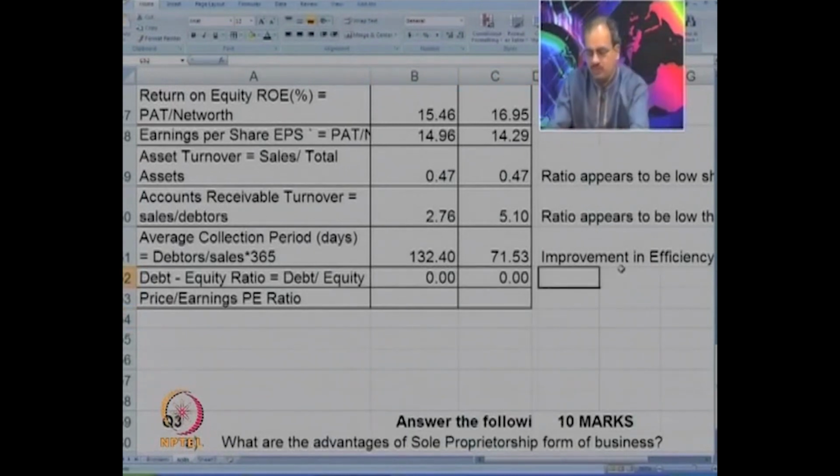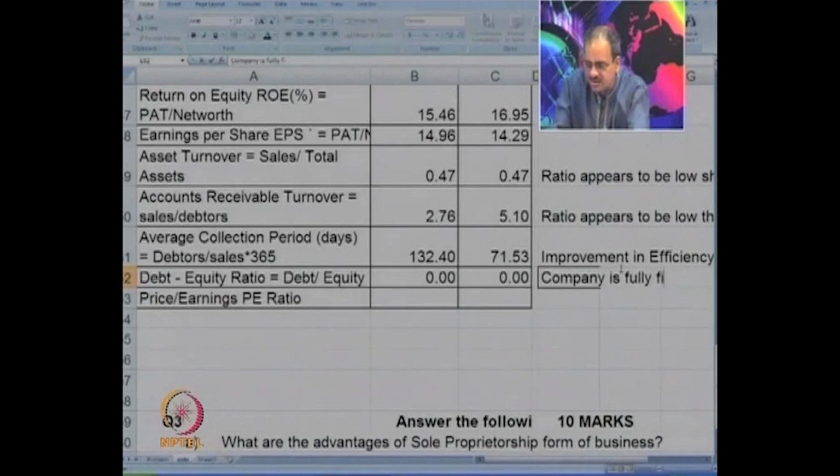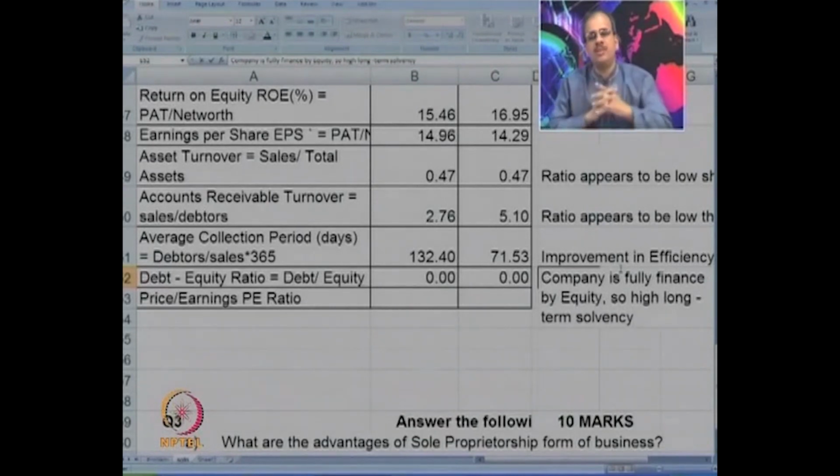What does it show? It shows that the company is fully financed by equity or by the owner's fund. So, it means that it has high long term solvency. Are you getting me? Which is a good sign for the company.